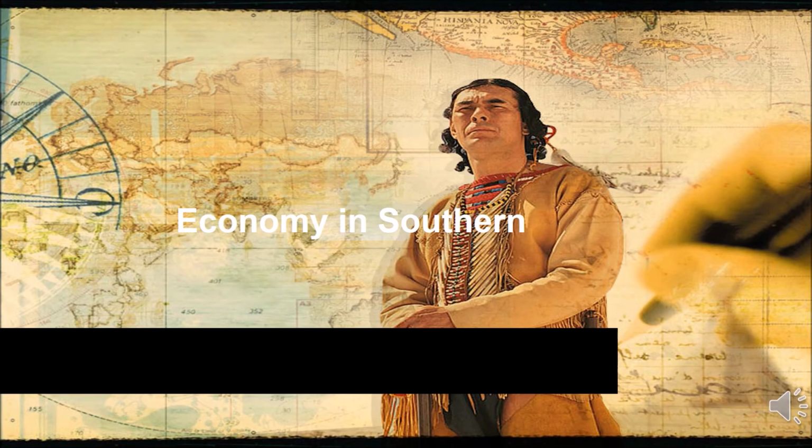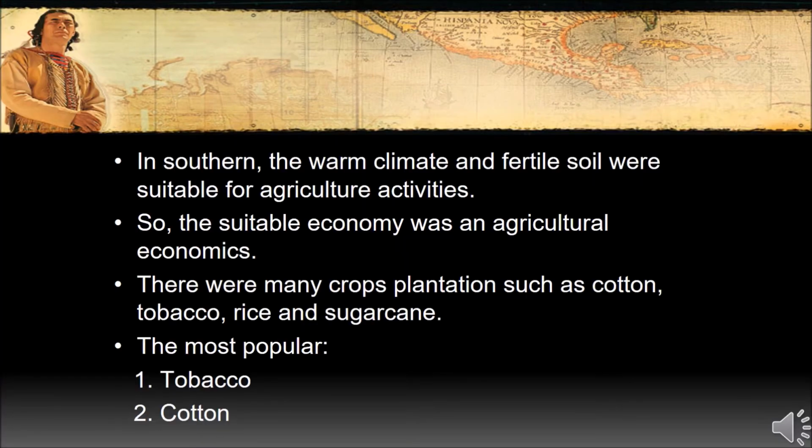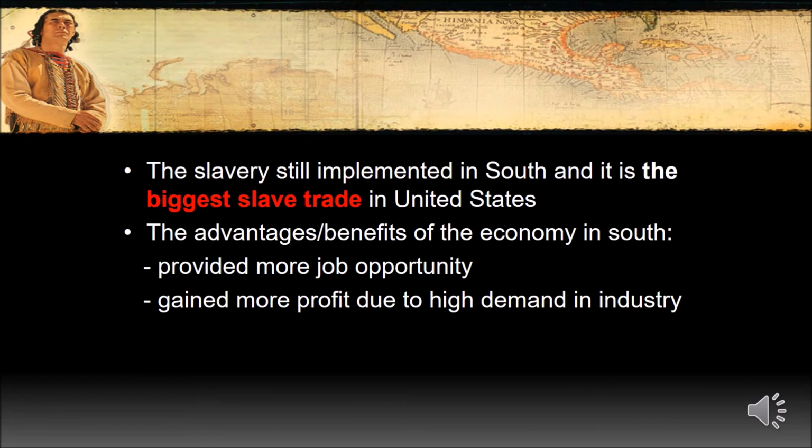Moving on to the next topic, which is the economy in the southern US. In the South, the warm climate and fertile soil were suitable for agricultural activities. So the suitable economy was an agricultural economy. There were many crop plantations such as cotton, tobacco, rice, and sugarcane. The most popular were tobacco and cotton. Slavery was still implemented in the South, and it was the biggest slave trade in the US. The benefits of the economy in the South were to provide more job opportunities and to gain more profit due to high demand in industry.